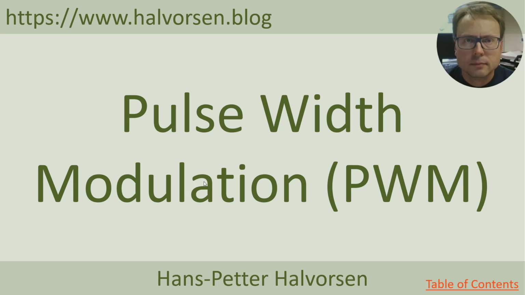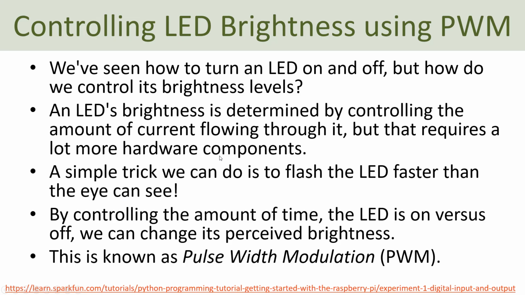Now we will use something called pulse width modulation with a Raspberry Pi Pico. So far we have seen how we can turn a LED either on or off, but now we want to control the brightness of the LED. Typically you can control the brightness of a LED using something called a digital to analog converter, but the Raspberry Pi Pico doesn't have a digital to analog converter, so we need to use a technique called pulse width modulation. So basically we are controlling the amount of time that the LED is on versus off. And this technique is known as pulse width modulation.